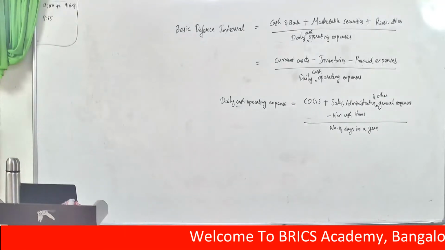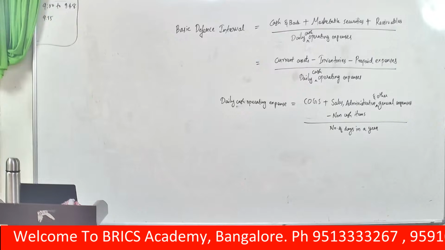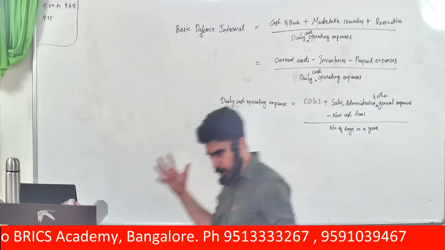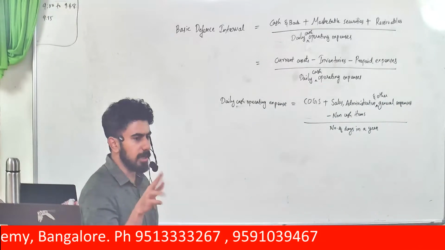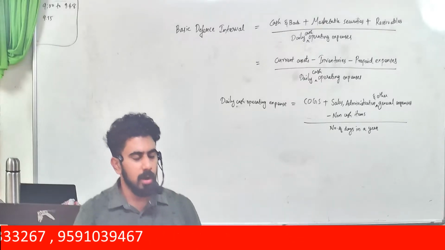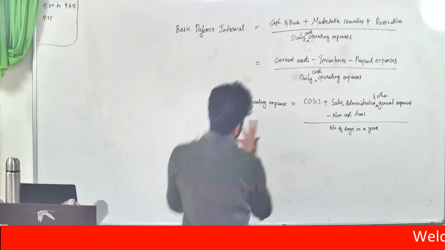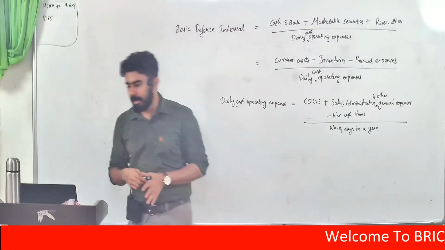What is quick asset? You have to know. Daily operating expenses, you have to know. So you take all cash, you reduce all the non-cash items, then you divide by the number of days. So now, what does this particular ratio tell us? Listen carefully, guys.